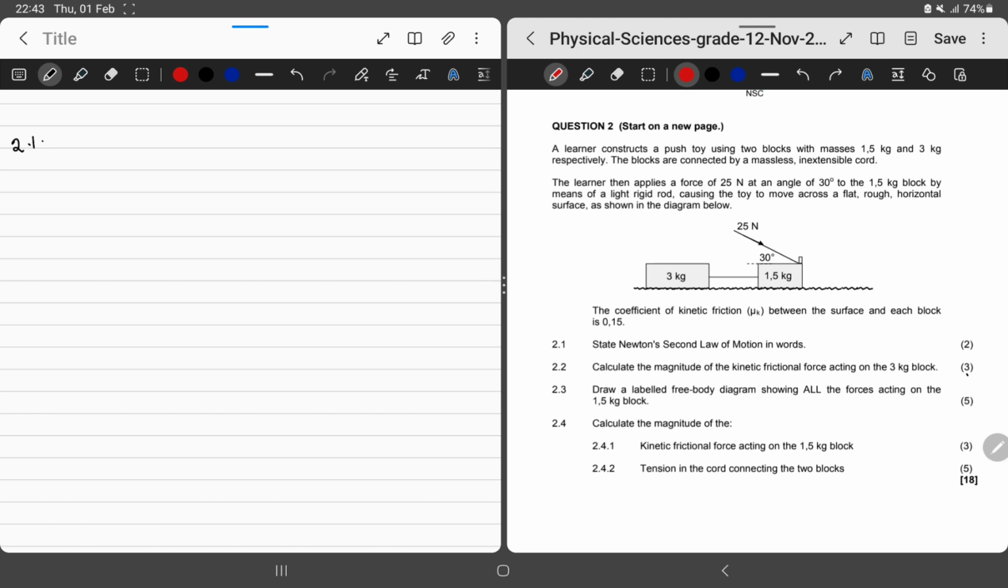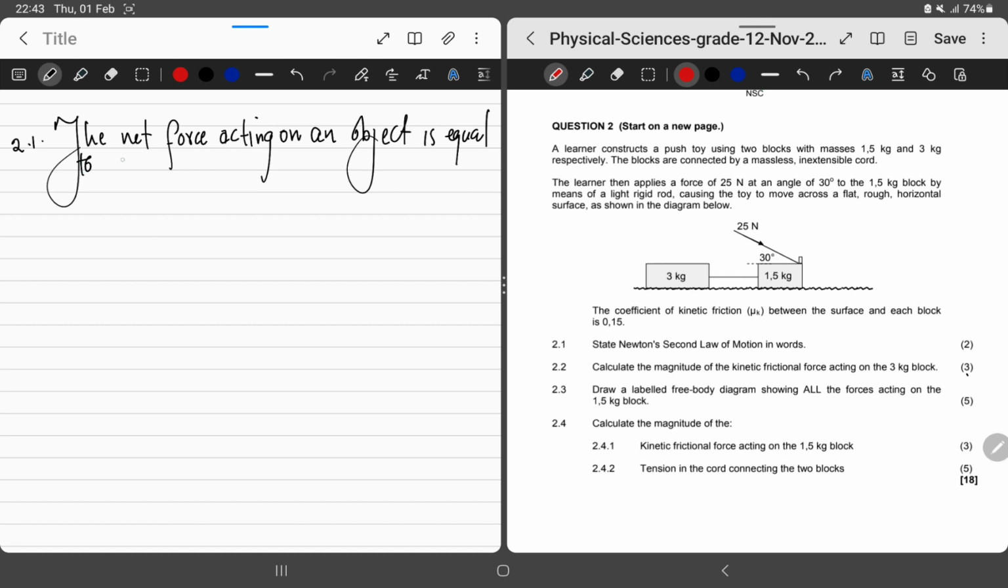2.1. State Newton's second law of motion. So the net force acting on an object is equal to the rate of change in its momentum.